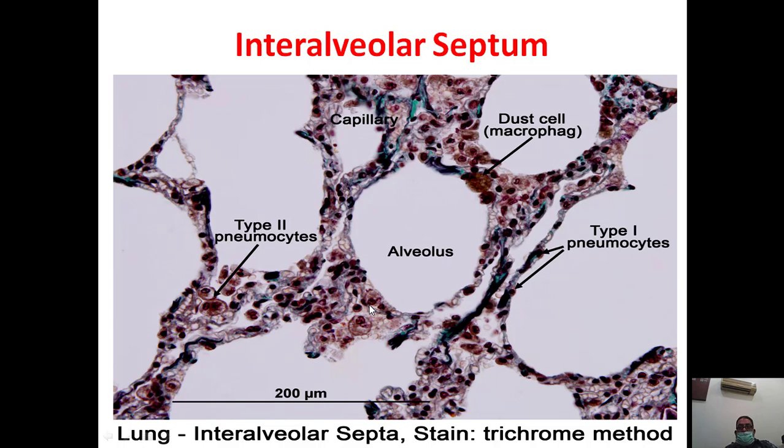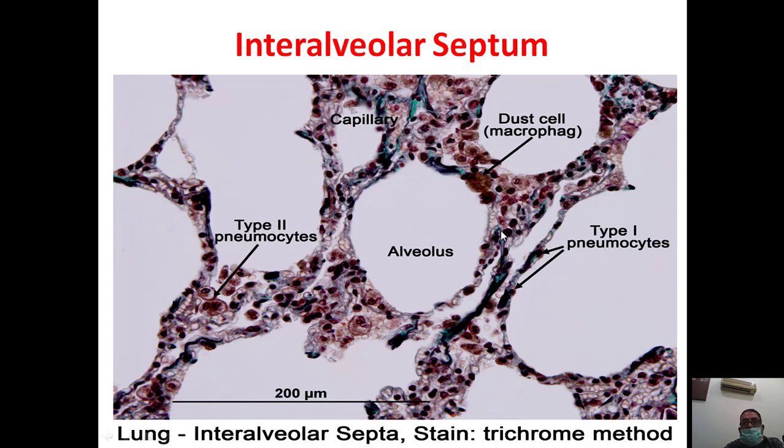Now the interalveolar septum. This is a very important structure from where the whole mechanical aspect of gaseous exchange takes place. This is the structure present between the two alveoli. The interalveolar septum is the part of the histological pattern between the opposing walls of the alveoli. This is the interalveolar septum, this is the interalveolar septum, this is the interalveolar septum.